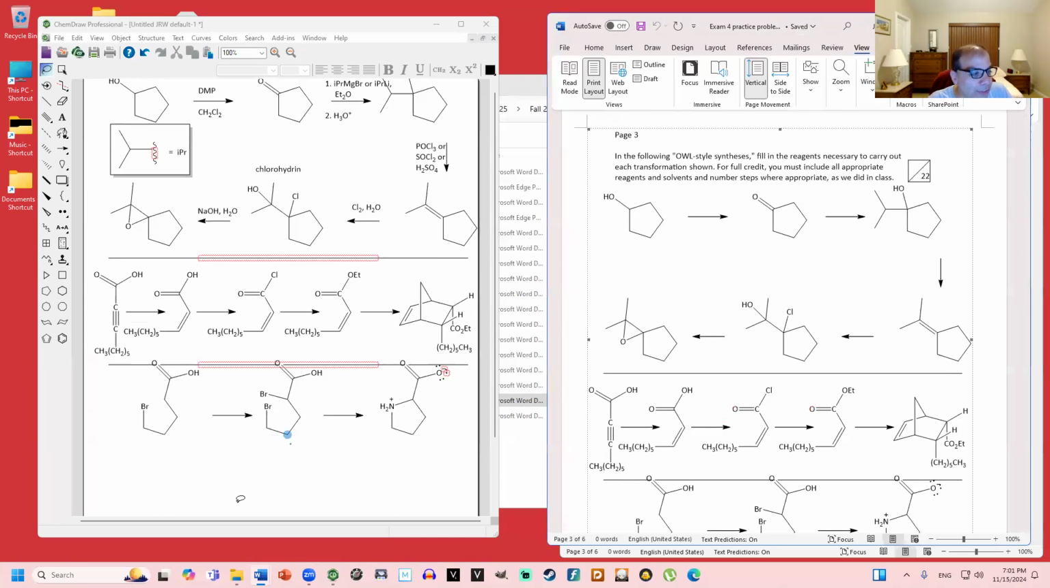So much for that synthesis. In this one, we're starting with an alkyne. And if you compare the structure of the alkyne to the next one, we've gone from an alkyne to a cis-alkene. The reagent for doing that is hydrogen and Lindlar's catalyst.